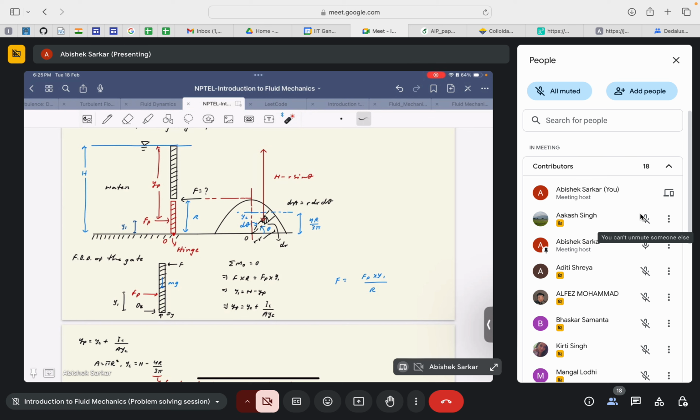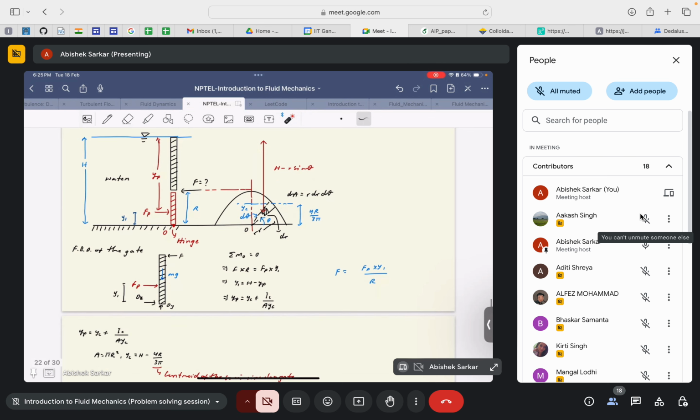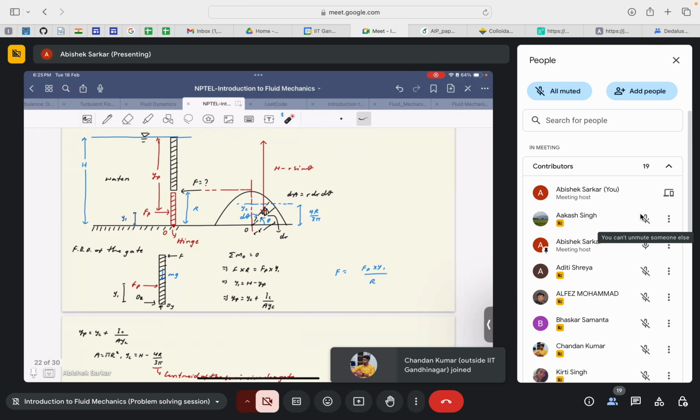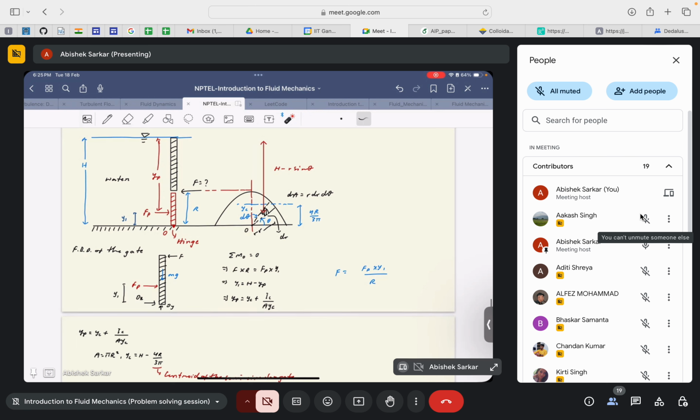Okay, so I think you understood the requirement of integration in this particular case, because we do not have the expression for Fp, and we need to find F in terms of the parameters that are given in the question, and Fp is not a given parameter. Say the given parameters will be R and H. We need to find the expression for force in terms of R and H. And since we do not know the expression for Fp, we need to take the help of integration to find the expression for F.